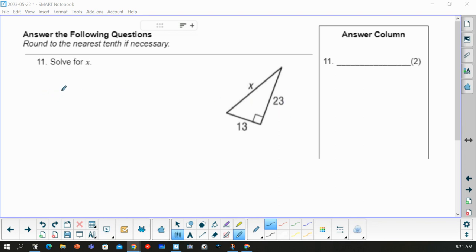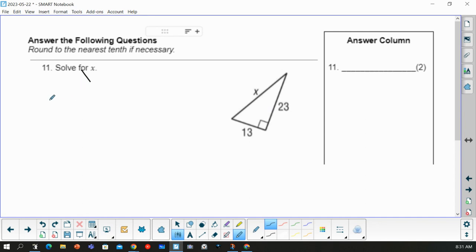I'm going to use the Pythagorean Theorem. The Pythagorean Theorem is a squared plus b squared equals c squared, where the c is the hypotenuse, the a and the b are the other two sides. So that means I'm going to do 13 squared plus 23 squared, and I could have switched those, it wouldn't matter, equals c squared, my missing side. If I wanted to, I could put an x right there, since that's my missing side.